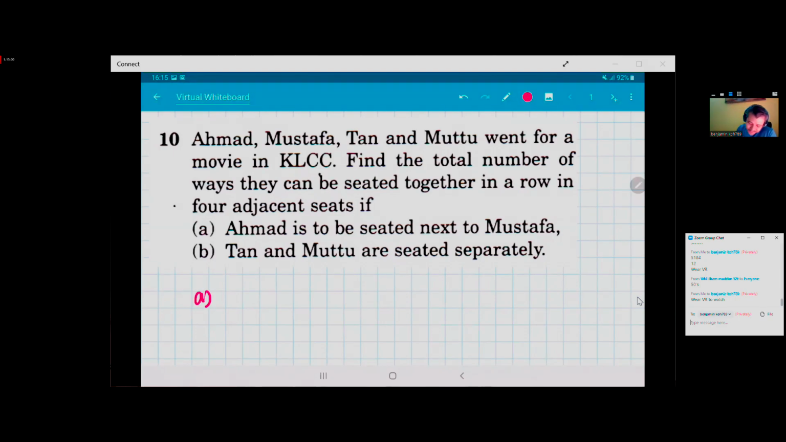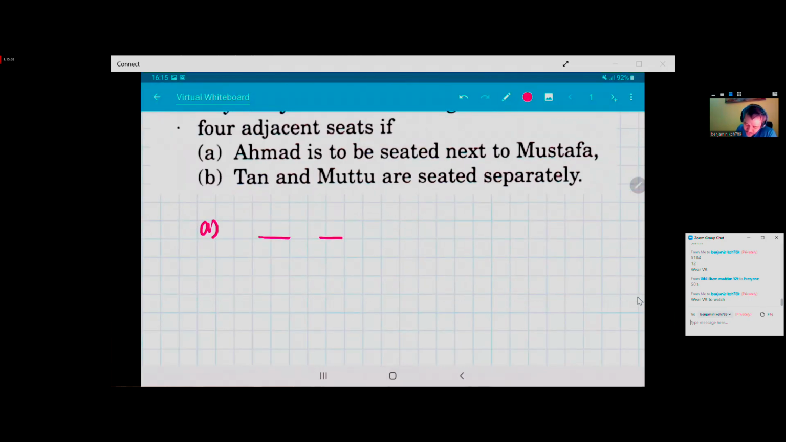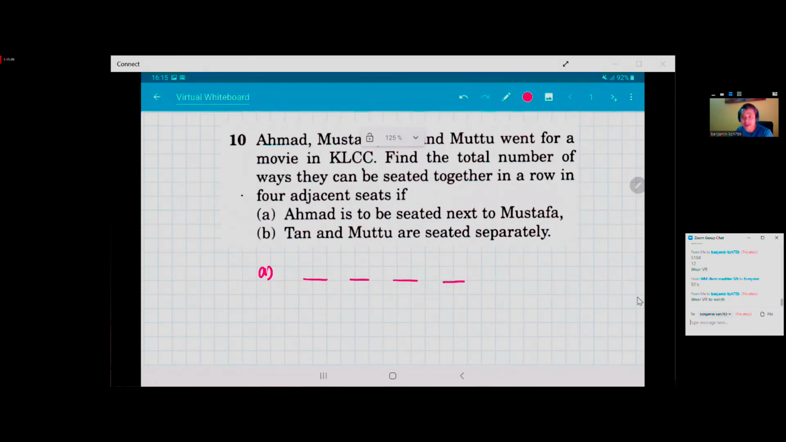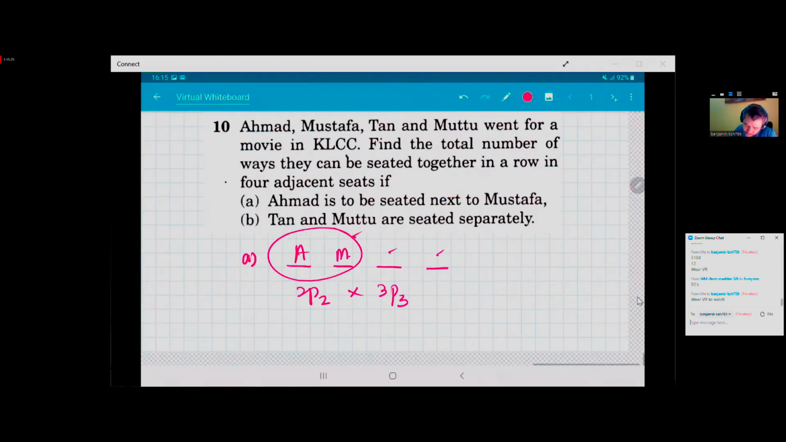Anyway, 1, 2, 3, 4, 4 people. The question here is that they want Ahmad and Mustafa to be together. So Ahmad, Mustafa together. So here together, 2P2, right? And then after that, multiply with 3P3, correct? Yeah, because 1, 2, 3. Okay, good.